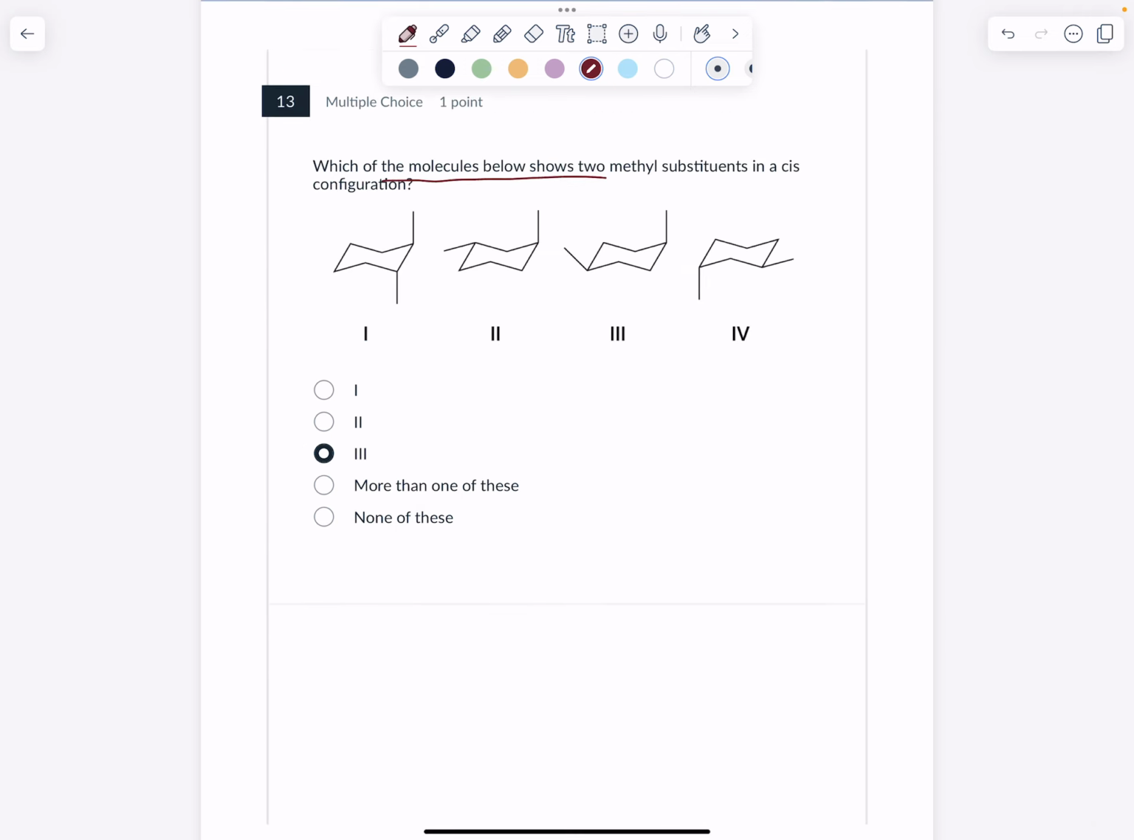Which of the molecules below shows 2 methyl substituents in a cis configuration? Okay, so cis is either they're both up or they're both down. And so I like to draw, if we had all these methyl groups cis to one another, they would actually be alternating axial, equatorial, axial, equatorial, axial, equatorial. And I have a good video on this if you're not sure, but if I were to draw these same groups that I have on the left, axial, equatorial, you see how they're pointing up, axial, equatorial, axial, and equatorial.